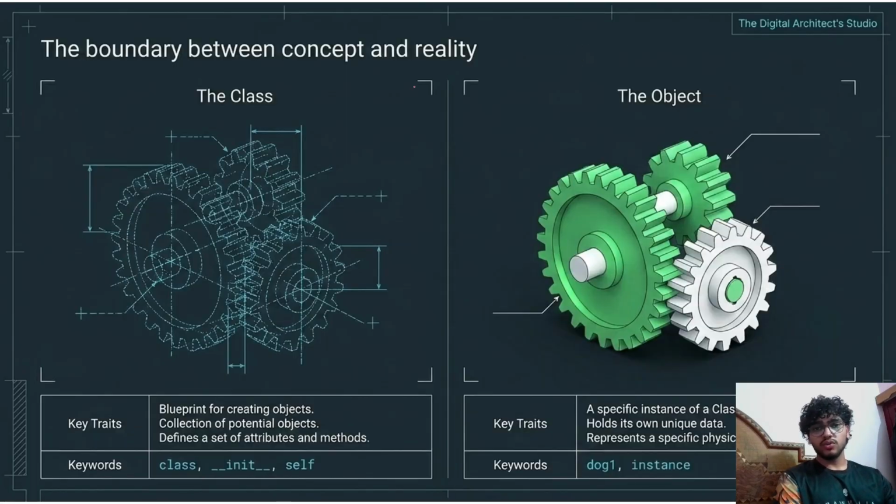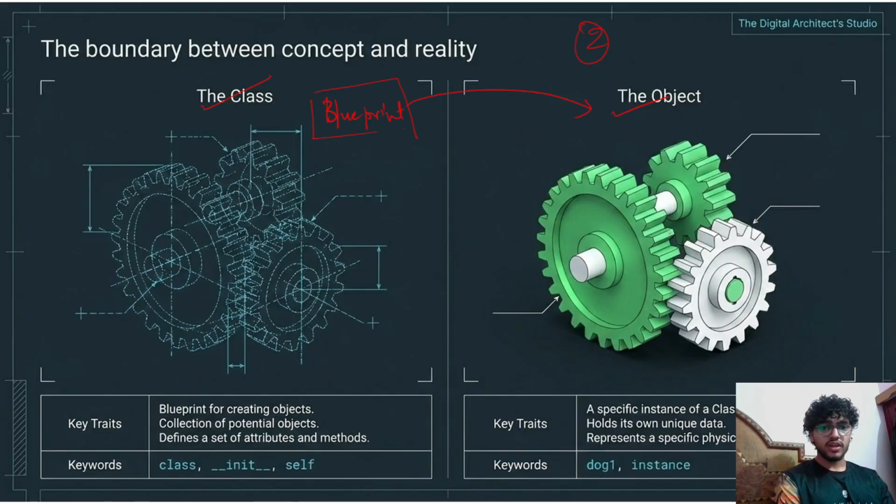There are two things to be studied in the beginning, as the name itself says, object-oriented programming: the object and the class. So what is the class? Class is basically the blueprint. Class is a blueprint for creating objects.